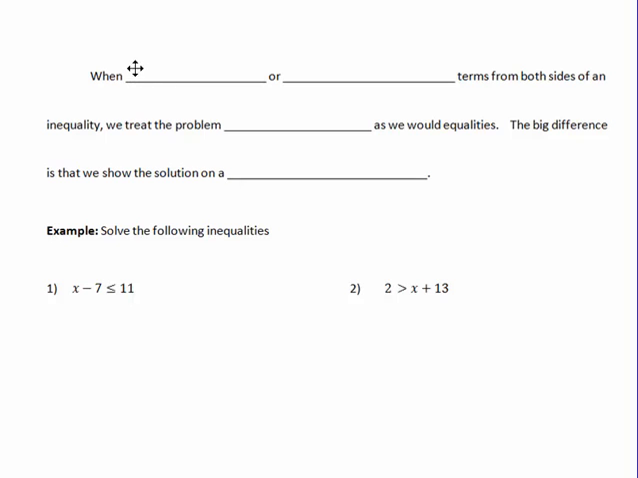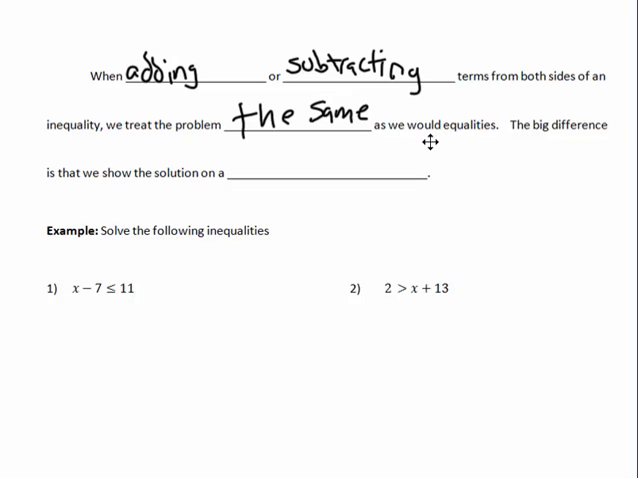Now, when adding or subtracting terms from both sides of an inequality, we treat the problem the same as we would equalities. So those two problems that we just walked through, whenever we are solving for inequalities and we're adding and subtracting terms from both sides, we're going to treat it just the same. All right, but the big difference is that when we show the solution, we have to show it on a number line.